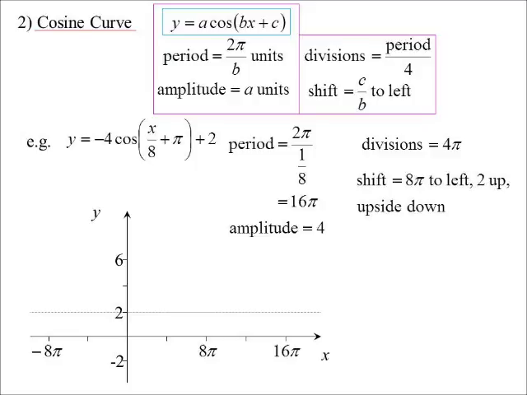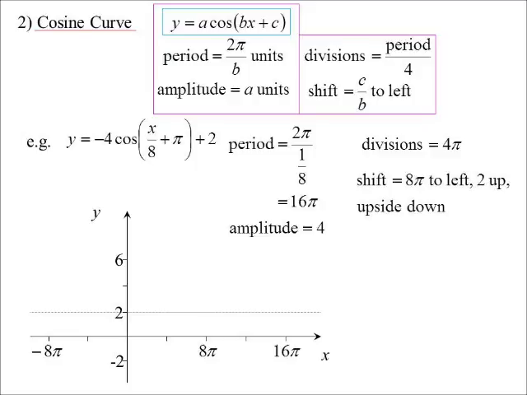And the amplitude we said was 4, so 4 up from that axis would be 6. 4 down would be negative 2. And let's mark off our horizontal axis, going to mark them off every 4 pi. Now let's think about our cosine curve. Cosine normally starts up at the peak, up at the amplitude.